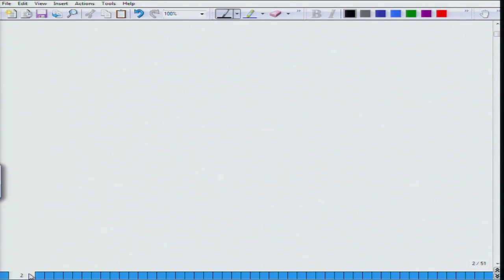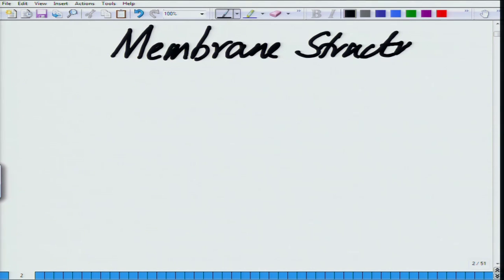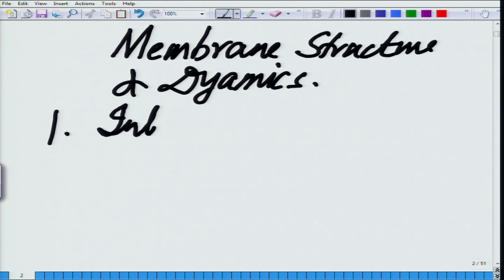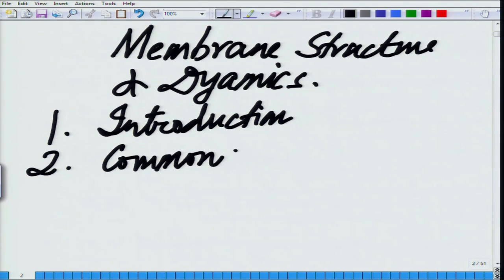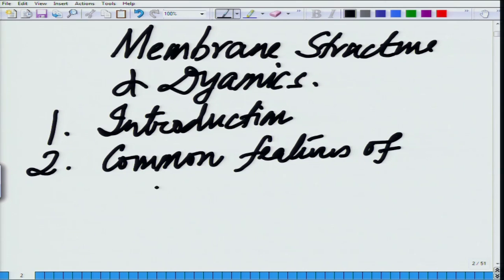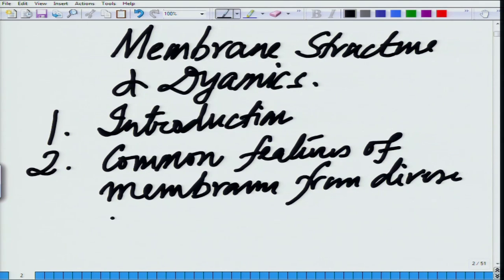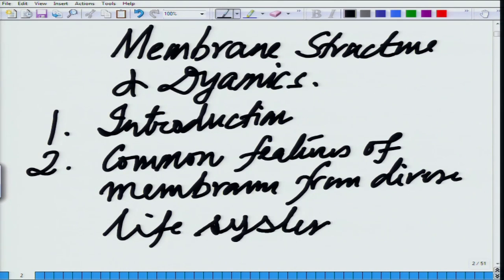So, what we will do now, we will start with the first topic, which is membrane structure and dynamics. Under membrane structure and dynamics, we will be covering the introduction to the membrane. That will be our first topic, which I will be covering in this lecture. The second thing is the common characteristics or common features among membranes of different species. Say, for example, we have plants, we have animals, bacteria, algae, they all have membranes. So, what are the common features of membrane from diverse life systems? Okay. This is the second topic.